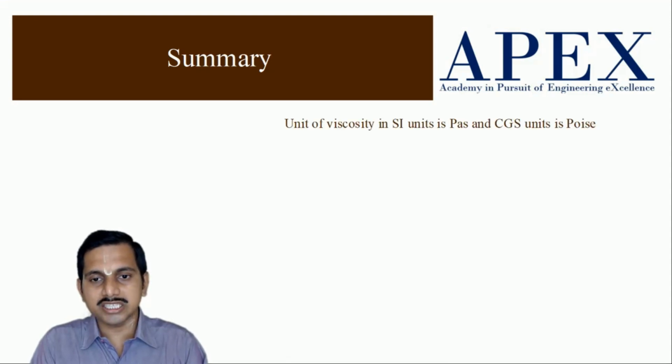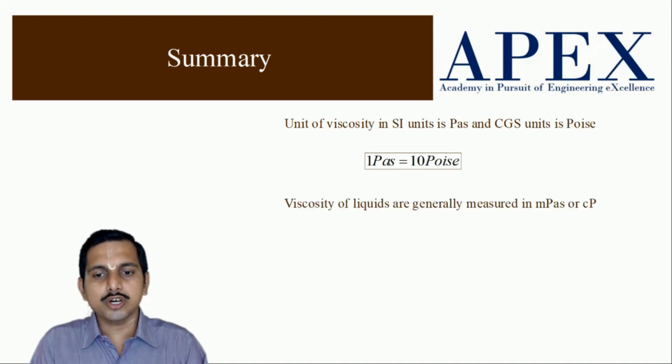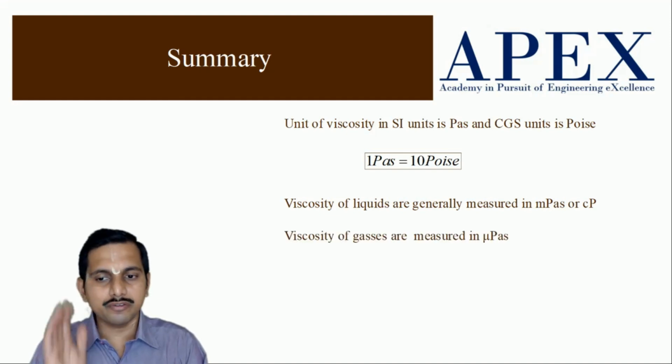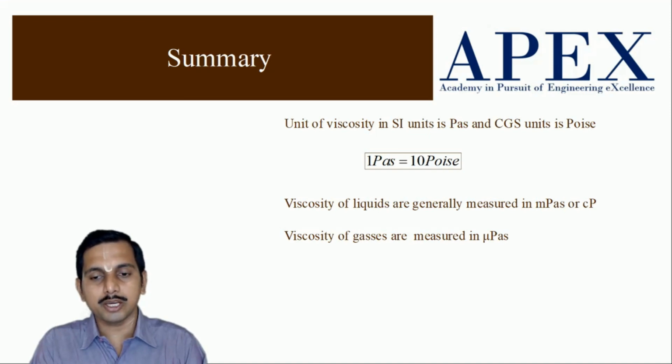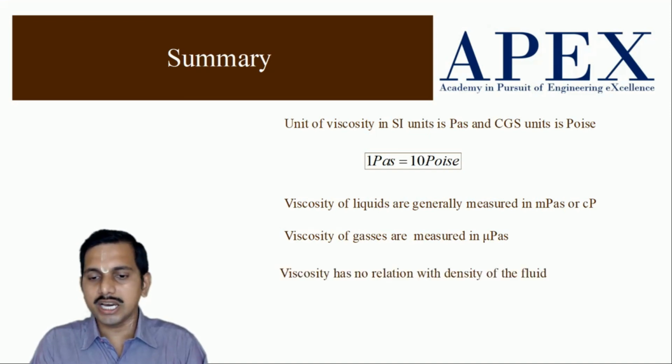The unit of viscosity in SI units is Pas, Pascal second, and in CGS it is poise. 1 Pas is equal to 10 poise. Viscosity of liquids is generally measured in terms of millipascal second or centipoise. Viscosity of gases is measured in terms of micropascal second. Viscosity has no relation with the density of the fluid.